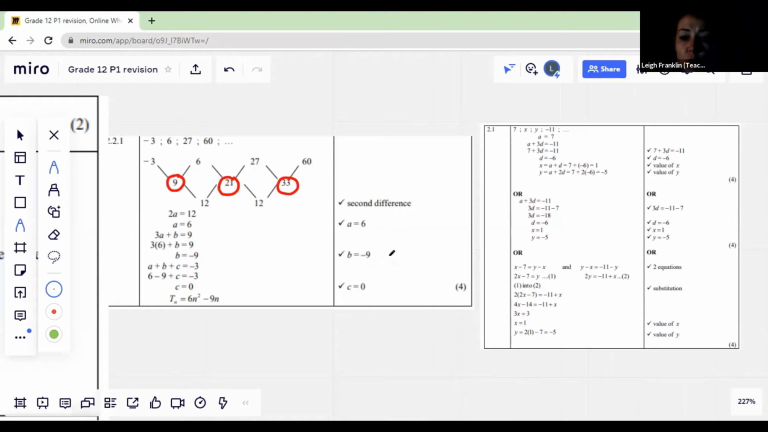What I'd like you to do quickly, Matric, is I want you to work out what the nth term of that pattern is. Remember, this is a linear pattern, okay? So it takes the form Tn equals a plus n minus 1 d. So work out what the nth term is.